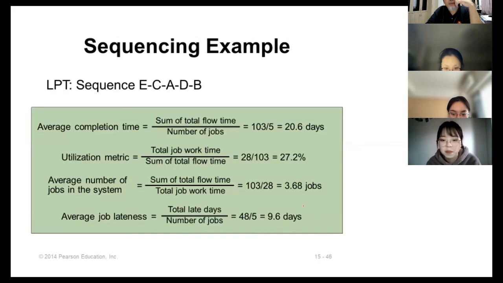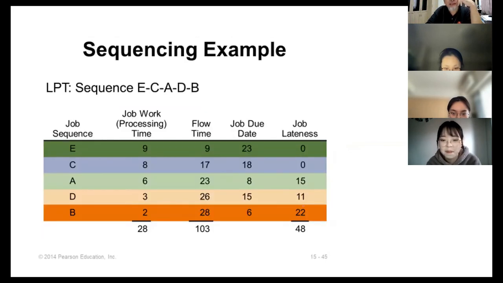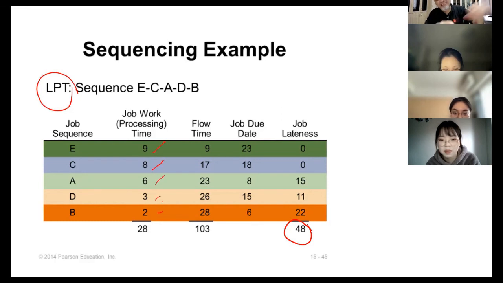longest processing time. Longest processing time is probably one of the worst results. So your sequence is to do the longest first, and then the second longest. The shortest you do last.